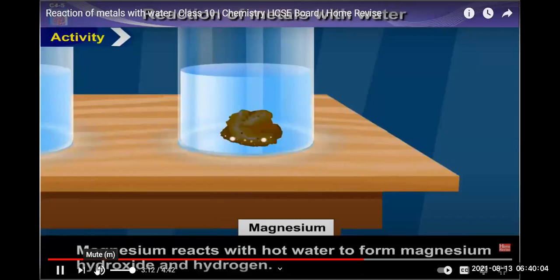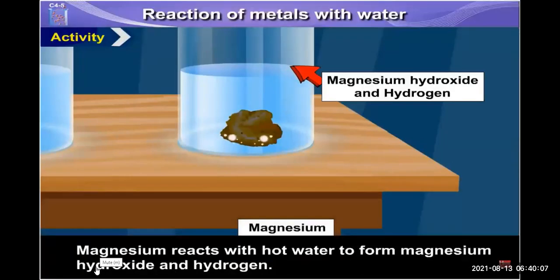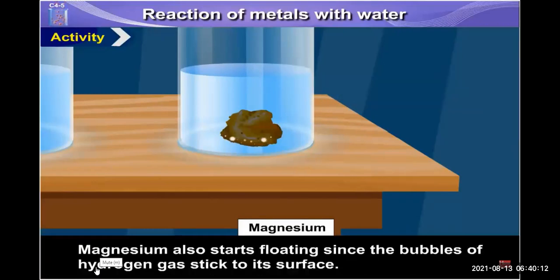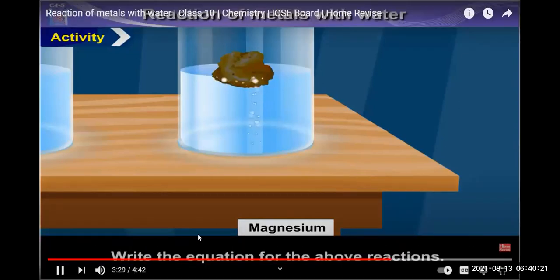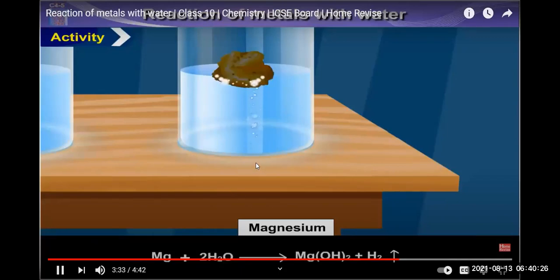Magnesium reacts with hot water to form magnesium hydroxide and hydrogen. Magnesium also starts floating since the bubbles of hydrogen gas stick to its surface. Write the equation for the above reactions. Mg plus 2H2O gives Mg(OH)2 plus H2. This is the equation for magnesium reacting with water: magnesium plus 2 water molecules gives magnesium hydroxide and releases hydrogen gas.